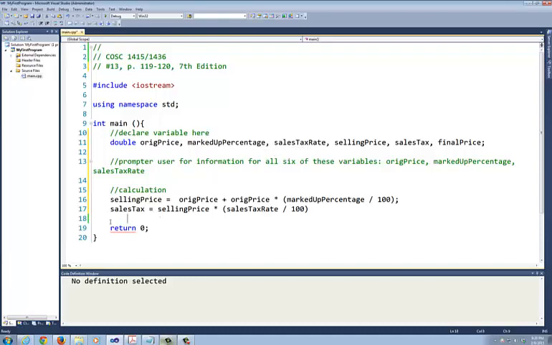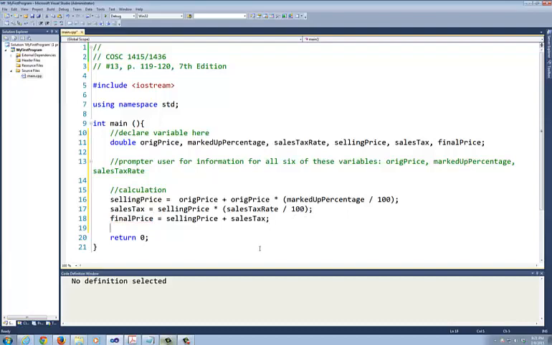Now, where's my profit and what's my final price? My final price includes my selling price plus my sales tax, and that will give me my final price, which is this variable right here. Now, I've got this funny squiggly line here. Well, I left a semicolon out, that's why.